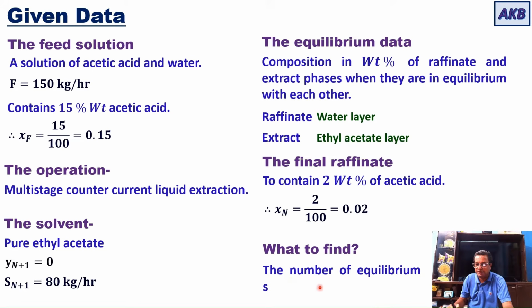We have to find out the number of equilibrium stages. This is one thing. And we will also find out the minimum amount of solvent that can be used. So the second task for today is to find the minimum amount of solvent that can be used in the operation. So this is the given data, and we are supposed to find the number of equilibrium stages and the minimum amount of solvent. Okay, so let us solve the numerical.